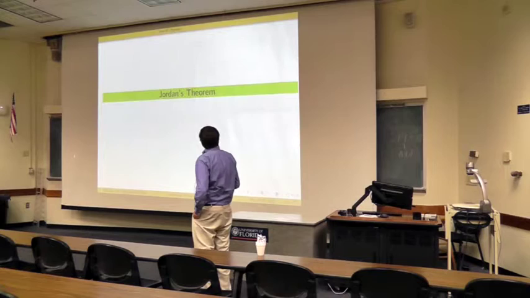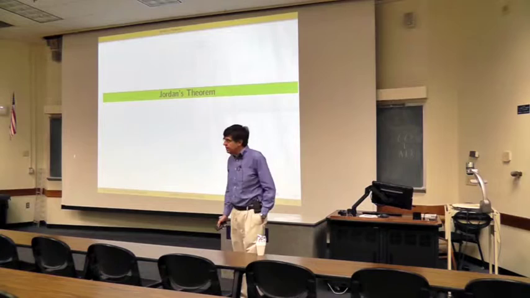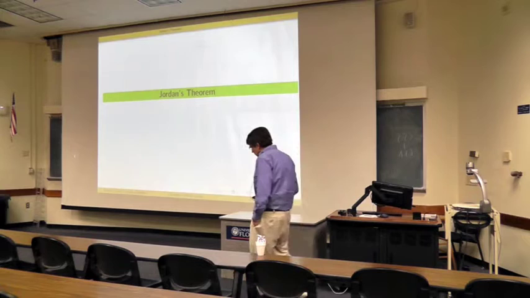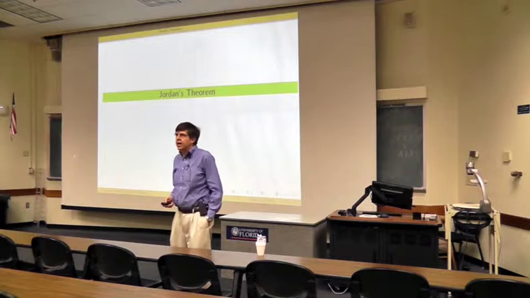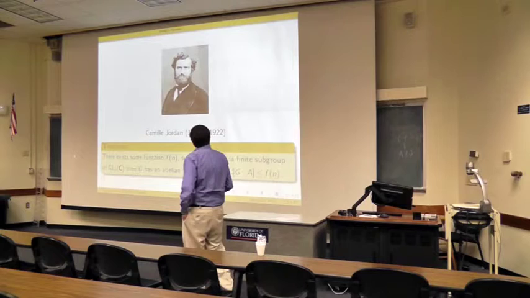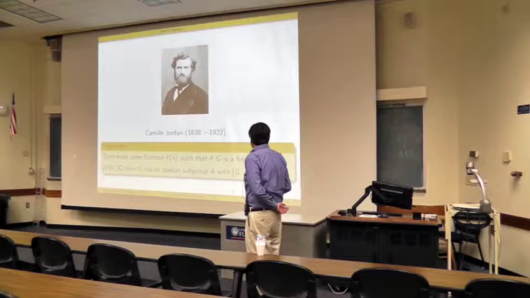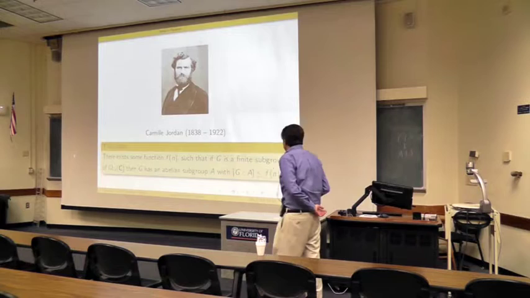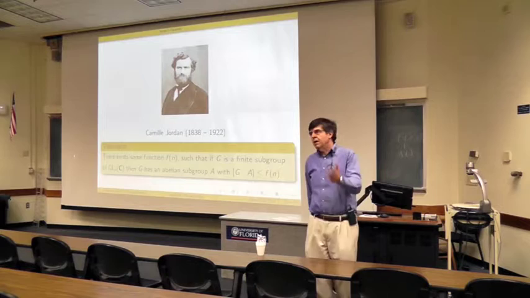However, I'd like to talk also about a different type of measure of complexity to describe some work that is more recent. And that is Jordan's theorem. So another way that you can look at how complicated a group is, is to say that you have a finite group. It's not too complicated because it has an abelian subgroup A whose index is bounded. So basically most of the group is this abelian subgroup.